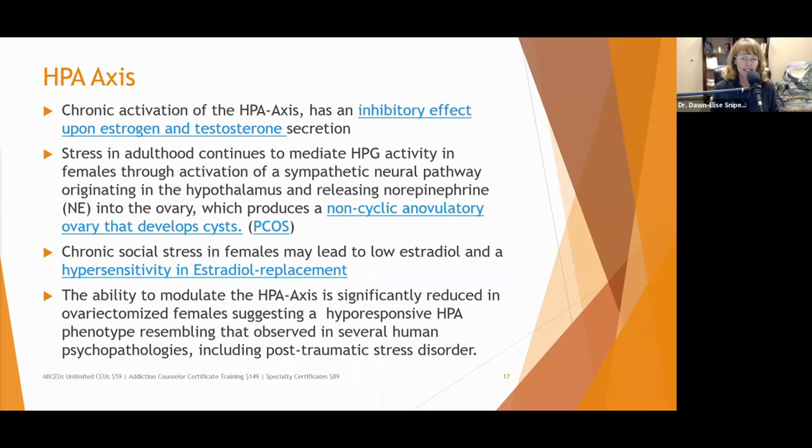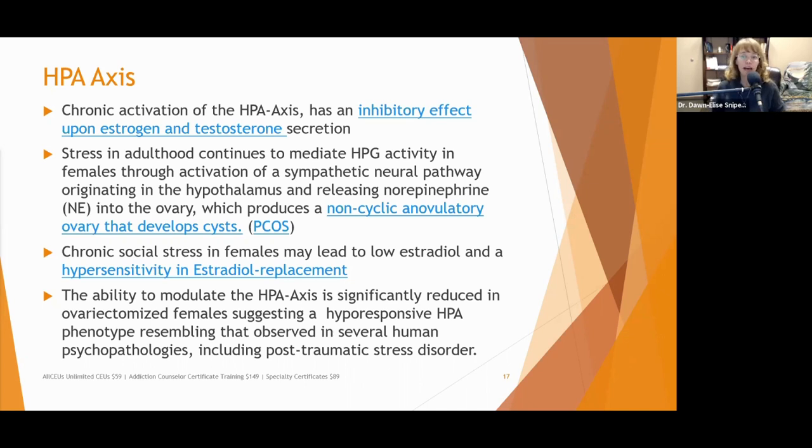Chronic social stress in females may lead to low estradiol and a hypersensitivity in estradiol replacement. We already talked about that, but it can be chronic social stress. It's not just trauma. Chronic social stress can be enough to keep that low level of HPA axis activation going to the point that it causes hypersensitivity, that hypocortisolism. And then when you add the estrogen back, it goes from 0 to 60.